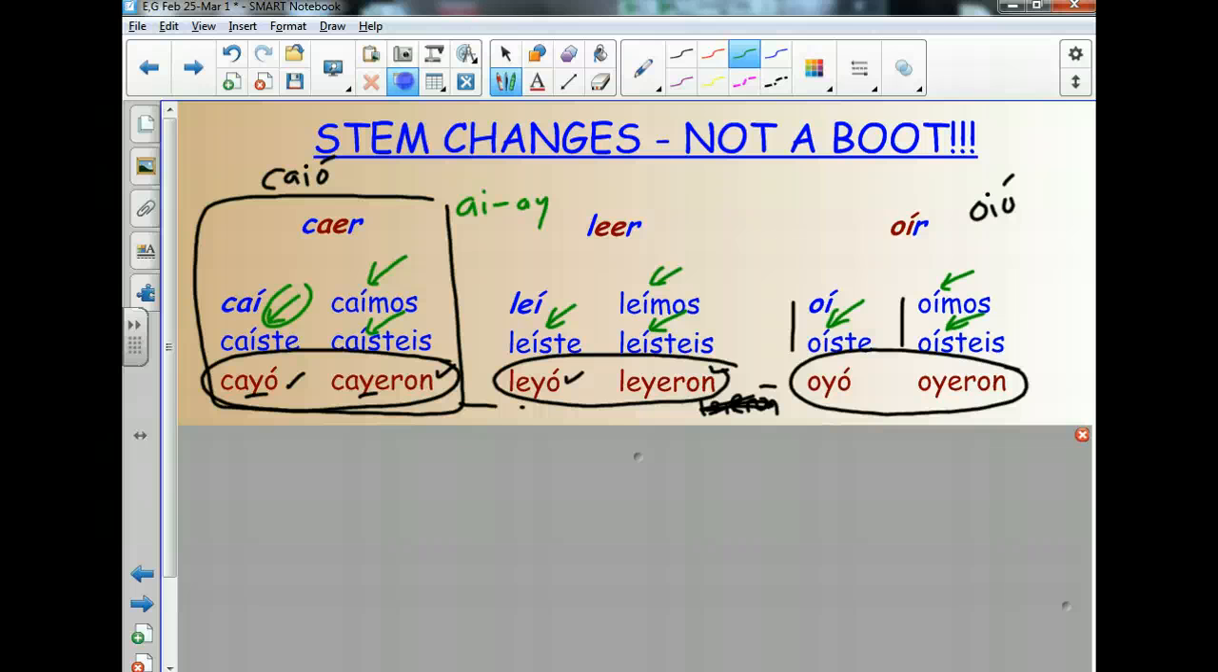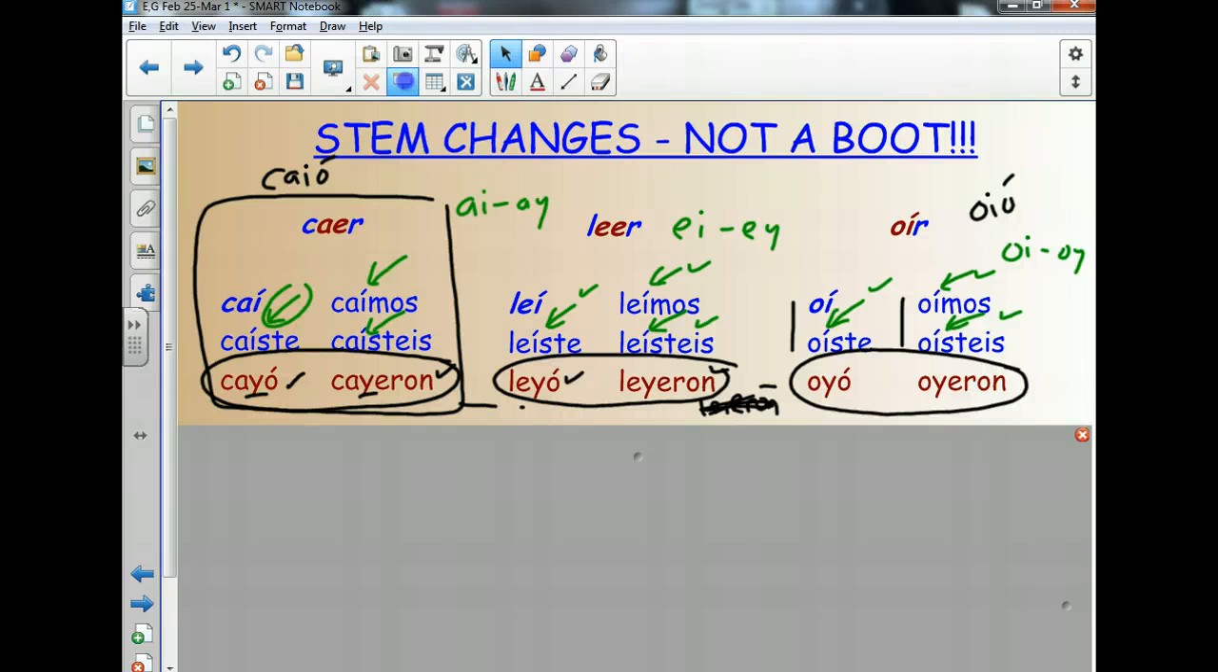Same thing with leer. If you have the EI sound together, this is pronounced something like A, right? We want it EI. So we have here, leíste, leímos, leíste. So we have to have an accent on all the I's now. And that's important. Same thing with the verb oír. This is pronounced, I guess it would be oí. We need an accent on the I here. Oíste, oímos, oístes. So there's actually a couple little irregular things about these stem changes.